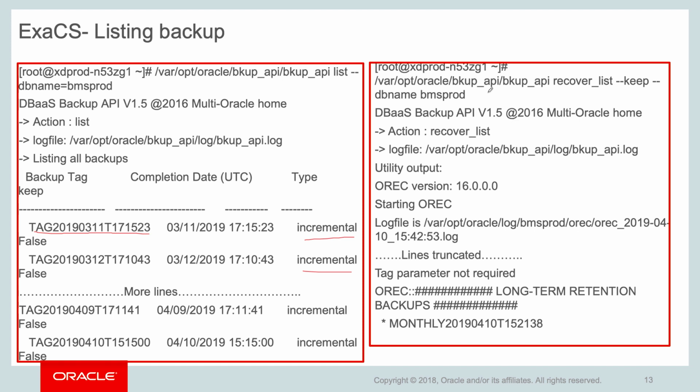As I said, I created a long-term backup. I want to see a list of that. So I have used the backup API recover list command, and it is showing all the backups which are taken for long-term retention. Long-term retention will tell you that this particular backup is not a normal backup, and it will also show you the tag associated with that.